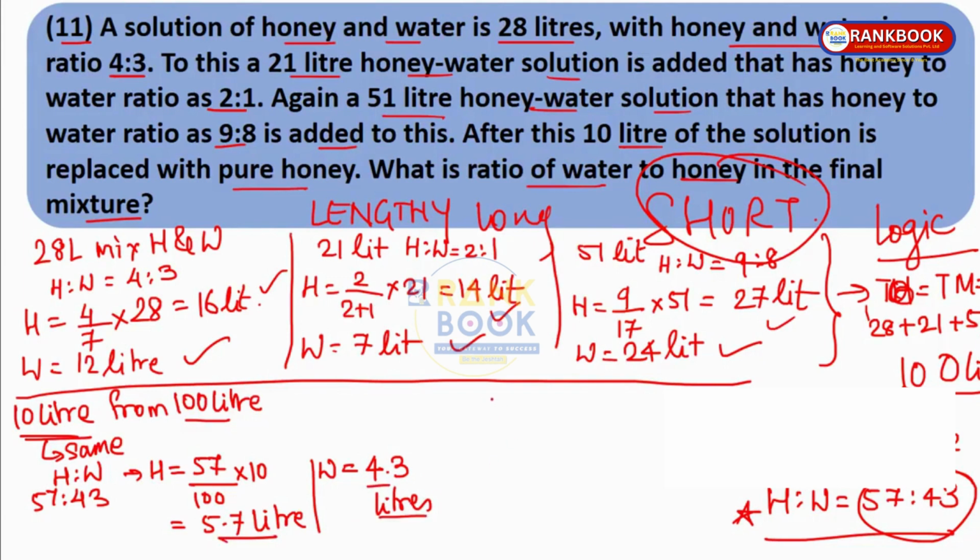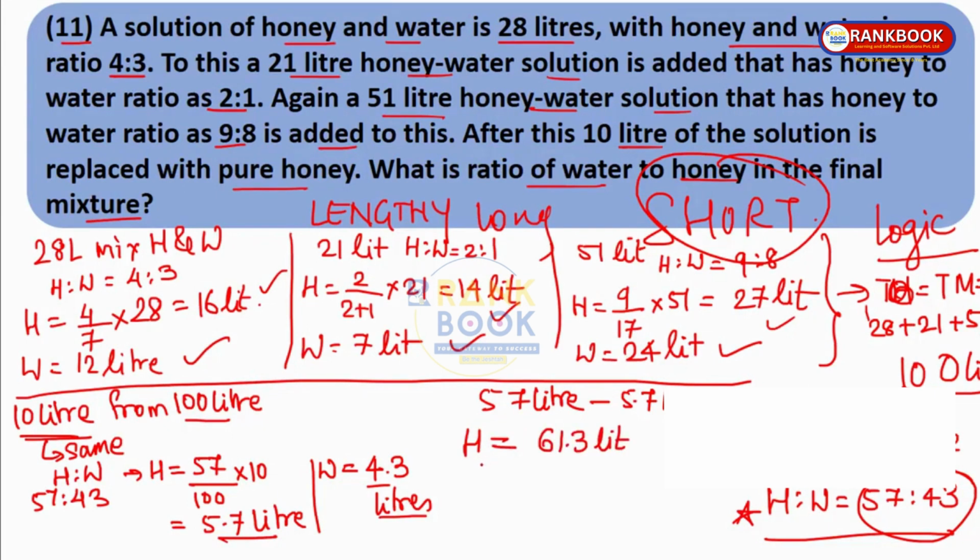So initially in the 100 liters we had 57 liters of honey. Out of that we removed a 10 liter mixture. Because of that, 5.7 liters of honey was removed, and what they said was that this 10 liter solution which was removed was replaced by pure honey. So they added 10 liters of honey. How much is the total honey now? That would be equal to 61.3 liters.